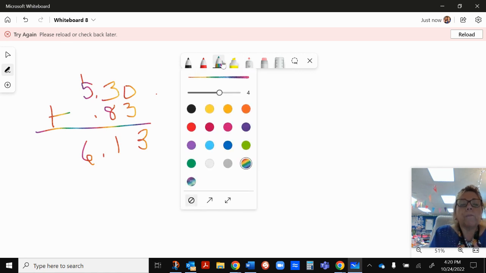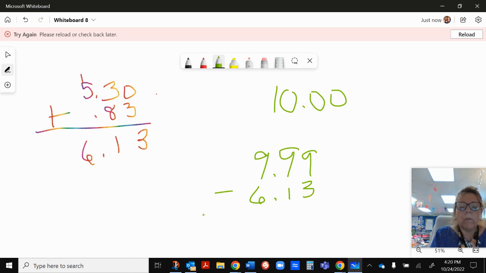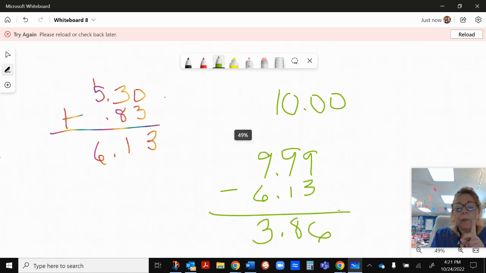So I'm going to take out a penny. I'm going to actually change my color to green. So this was $10, right? I'm going to take a penny out, and that turns it into $9.99. And now I can subtract out $6.13. 7 minus 3 equals 6. 9 minus 8, 9 minus 1 equals 8. I hate that when I do that. 9 minus 6 equals 3. I got to put that penny back in.